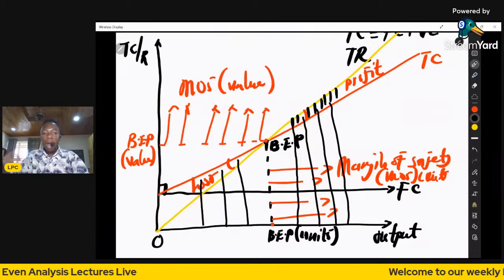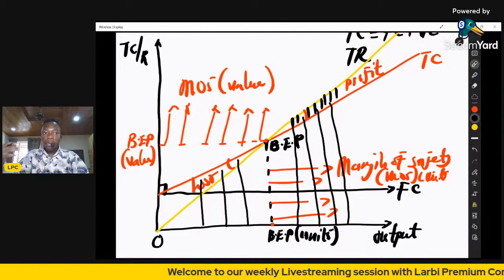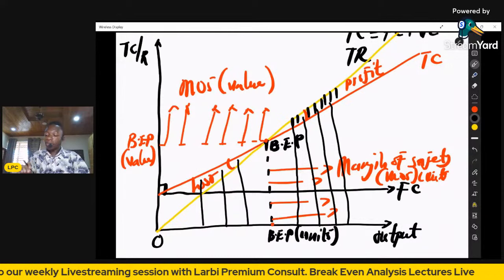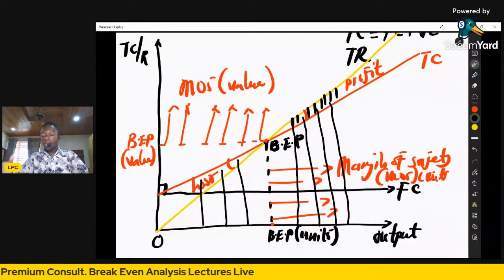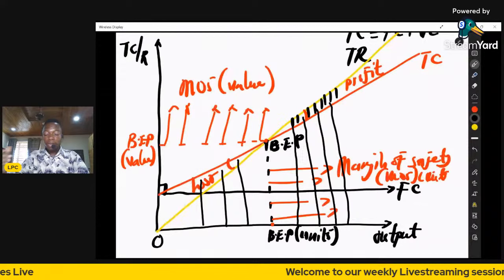It is the point beyond the break-even point where we can make a profit. So it becomes the margin of safety. We have margin of safety in terms of units and in terms of value. This is what we need to understand when it comes to margin of safety in terms of unit and in terms of value. So let's take note of that.